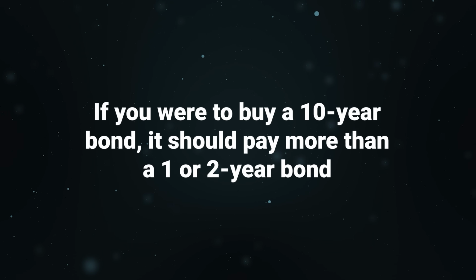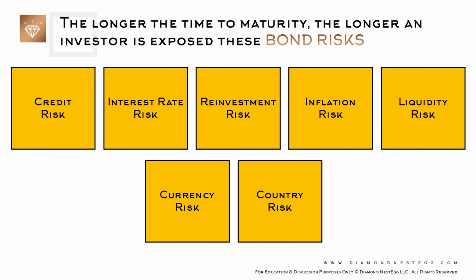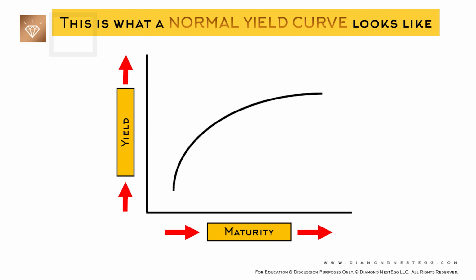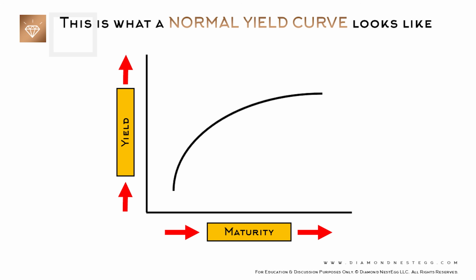What this means is that under normal circumstances, all else being equal, if you were to buy a 10-year bond, it should pay more than a 1 or 2-year bond, because the 10-year bond will expose you to some or all of these risks for a longer period of time than a 1 or 2-year bond. Plus, you're also tying up your money for longer and may want a bit of a premium for that. And this is what a normal yield curve looks like, because in a normal yield curve environment, the longer the time to maturity on a bond, the higher the yield.